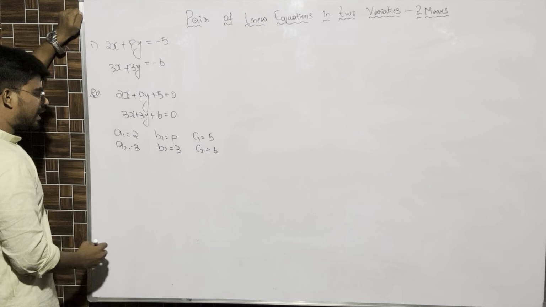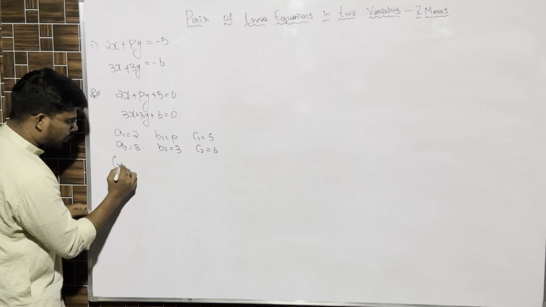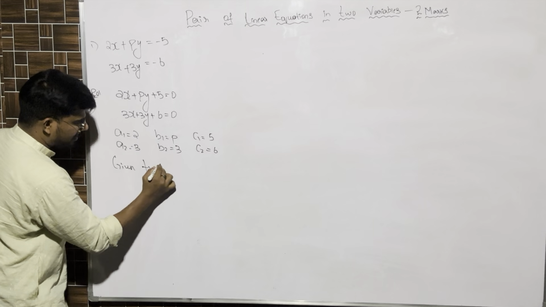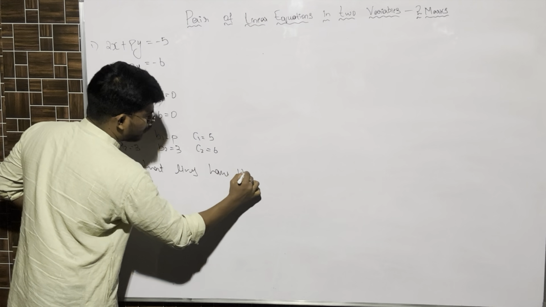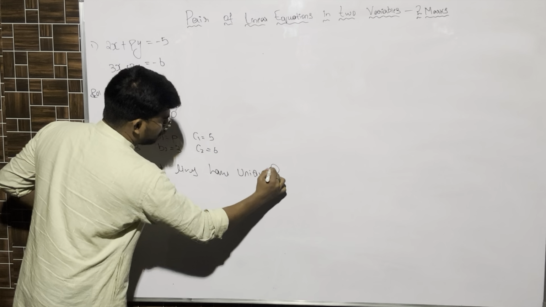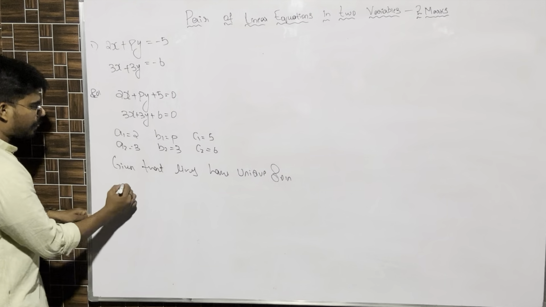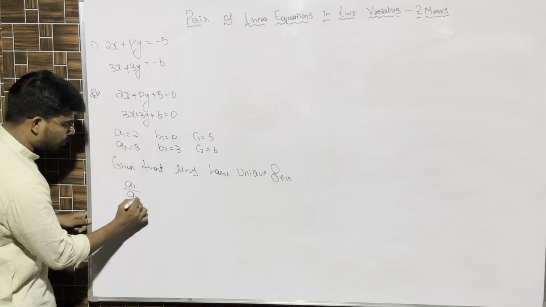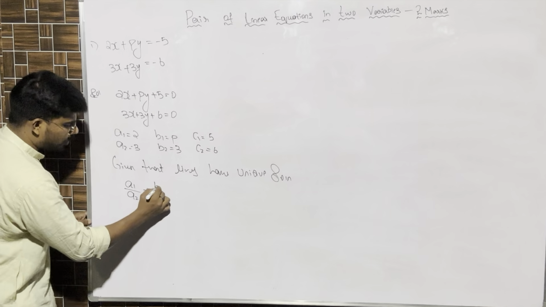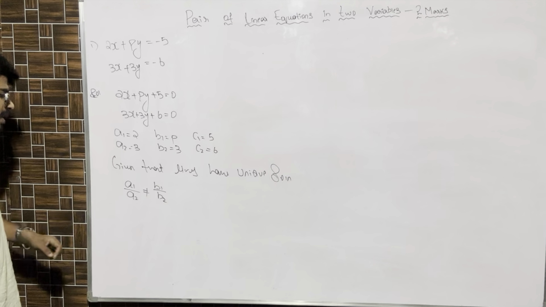So he gave us that the lines have a unique solution. Unique solution is, what is the condition? Intersecting. What is the condition? A1 by A2 is not equal to B1 by B2.